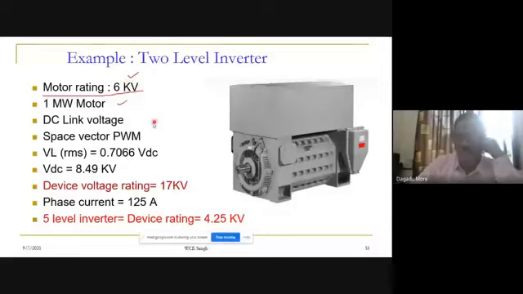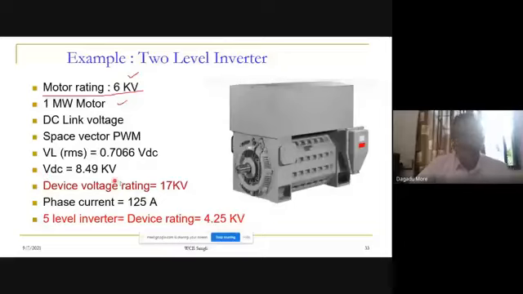What should be the DC link voltage with space vector PWM? VLRMS is 0.7066 VDC. VLRMS is 6 kV, and putting this in, we get VDC. Sorry, VDC will be 8.5 kV.